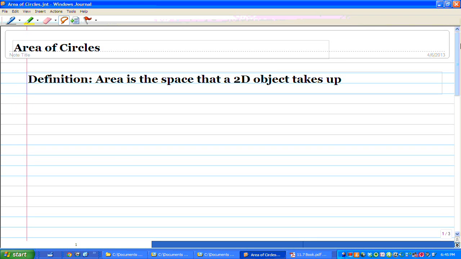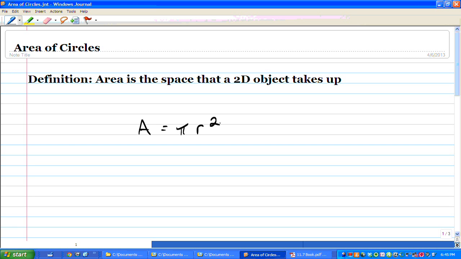Alright, this video is going to teach you about area of the circle. Let me define area first. It is the space that a 2D object takes up, like a rug on the floor, for example. Okay? The area of a circle: area is equal to pi times the radius squared.